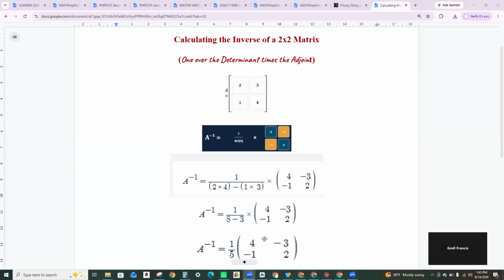remain more presentable, instead of having 4 over 5, minus 3 over 5, 2 over 5, minus 1 over 5, which can look a little bit overwhelming. So therefore, now we can leave the fraction as a scalar multiplication outside of the matrix. So here you have it, the steps to calculate the inverse of a 2 by 2 matrix.